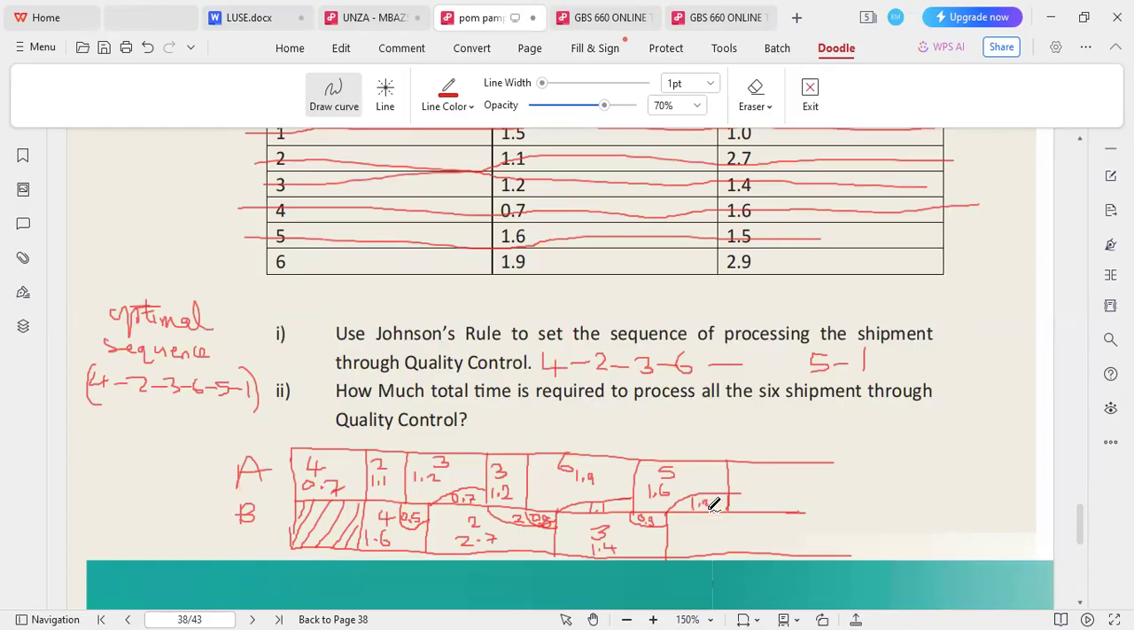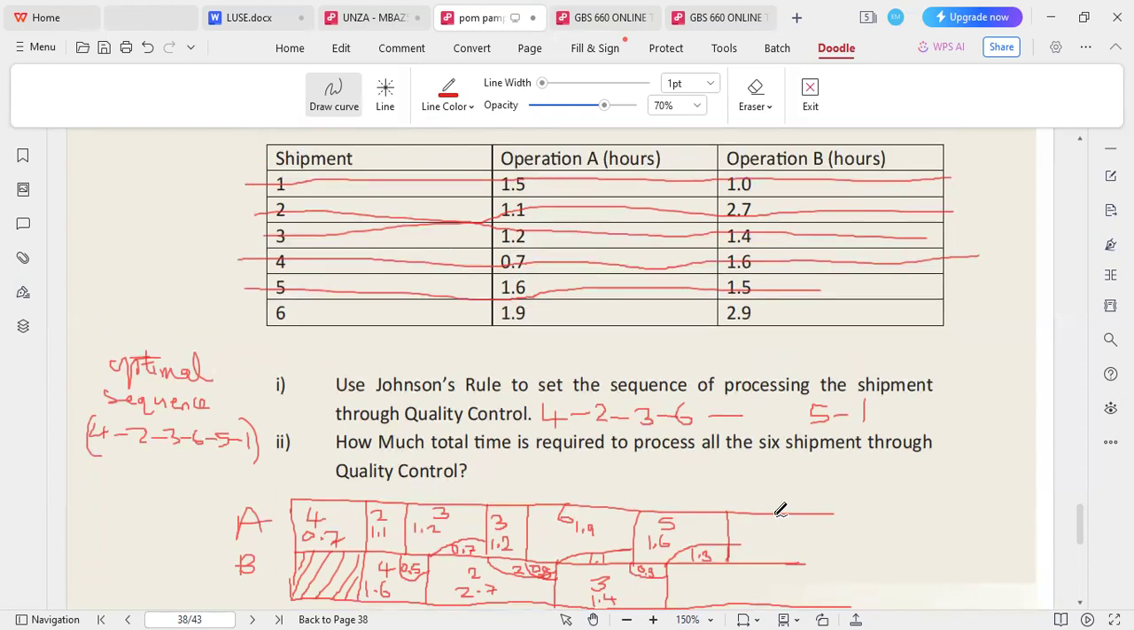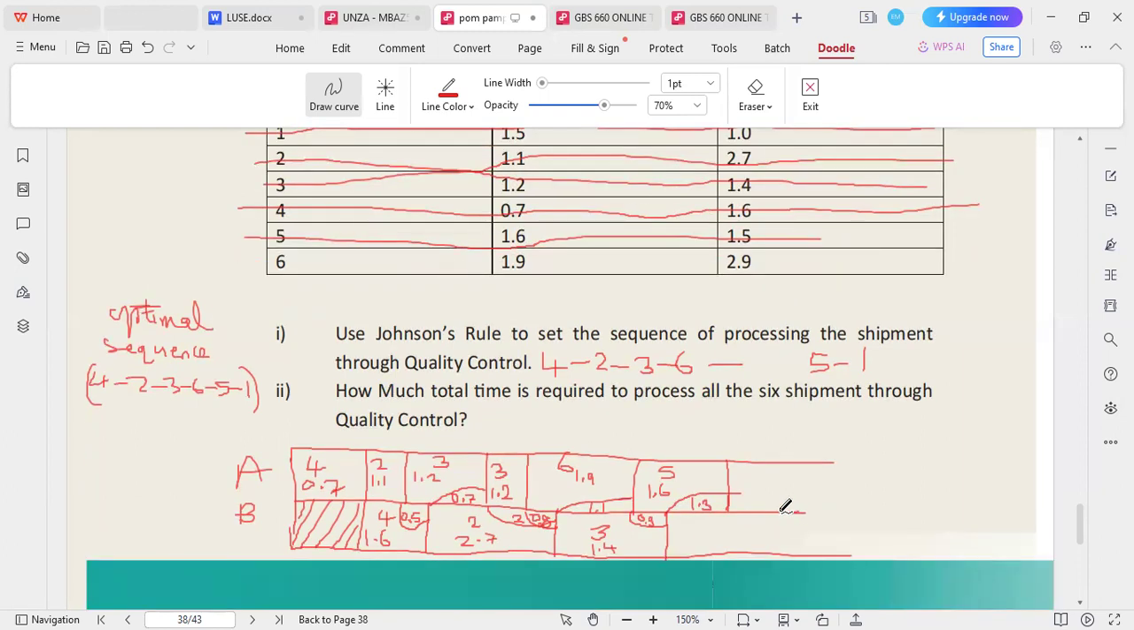So by the time they're finishing running job 5 in operation A, the people in department B would have started running job 6. Job 6 is taking 2.9. So we can simply say 2.9 minus 1.3. So it's taking 1.6 hours longer.